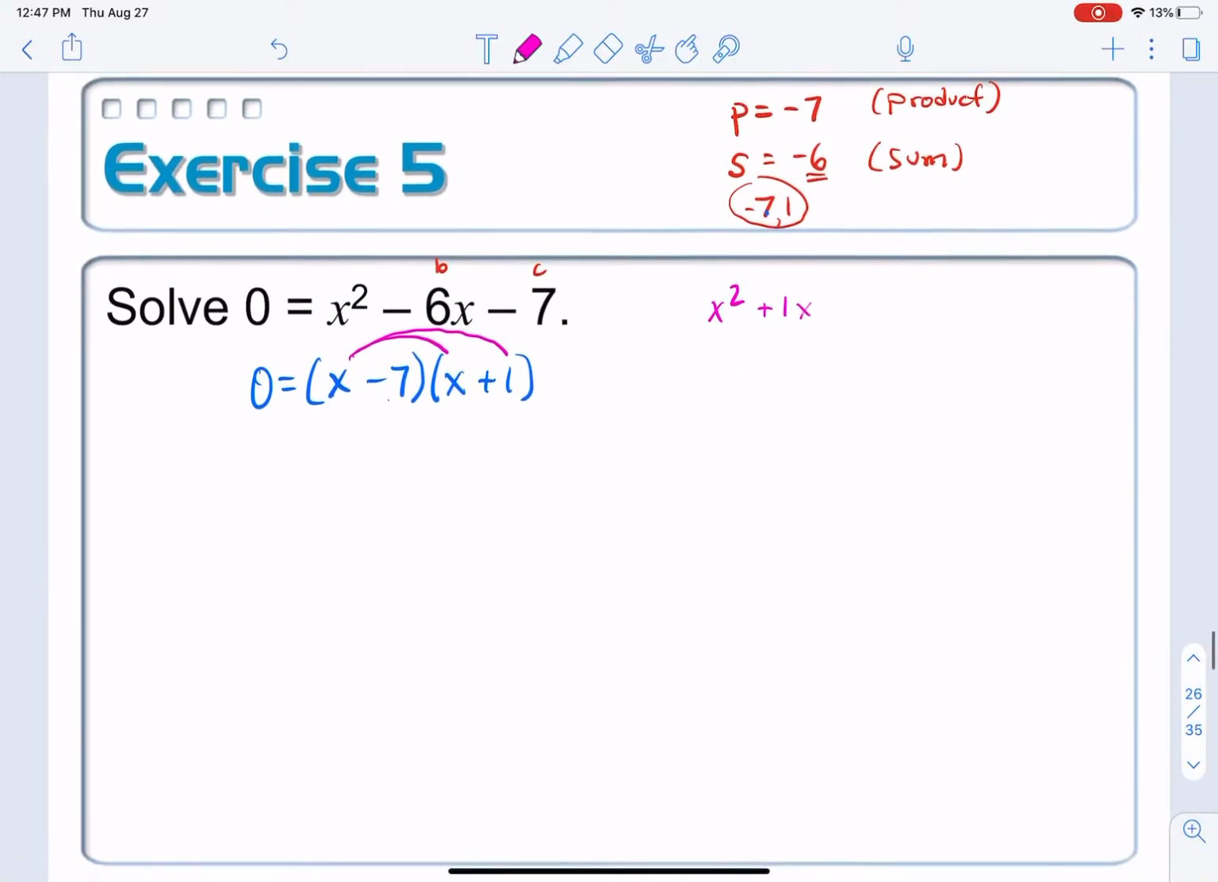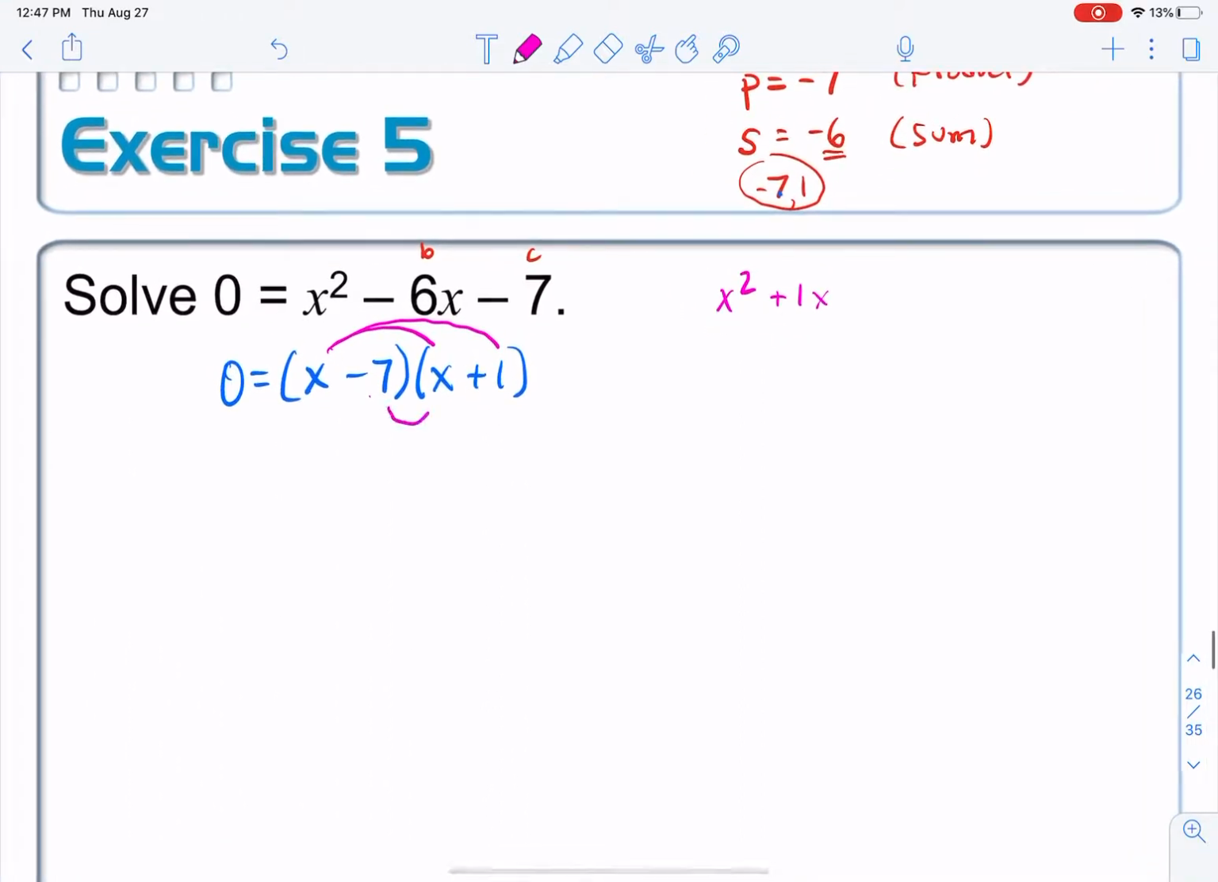Then I would have a negative 7x, negative 7 times x for the inside terms. And then finally, negative 7 times 1 gives me a negative 7. And if I add those two middle terms together, I do get negative 6x. So assuming that you actually FOIL and multiply it correctly, we did get the correct factors.